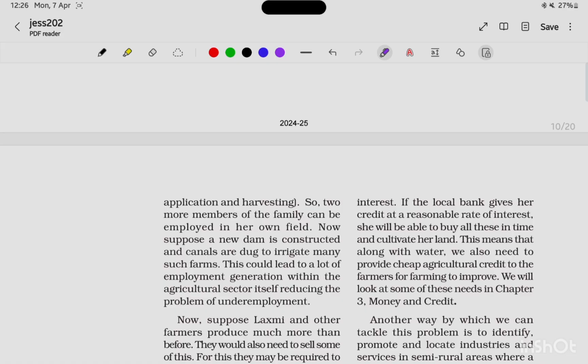able to buy all these and cultivate her land. This means that along with water, we also need to provide cheap agricultural credit to the farmers for farming to improve. We will look at some of these in Chapter 3, Money and Credit.